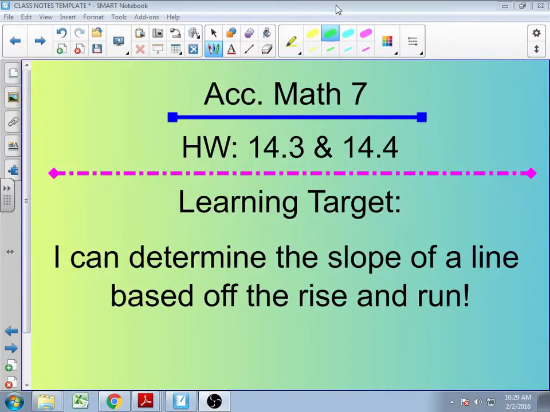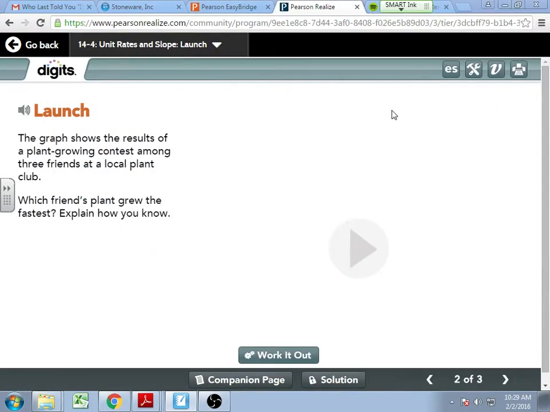I got 5 minutes to cover 14.4, so we're going to start it. We may finish it. Well, we will finish it at some point later. Do you have the launch, the plant graph?